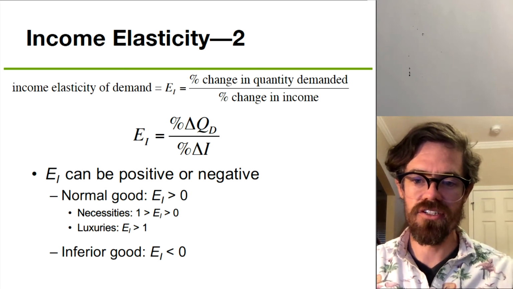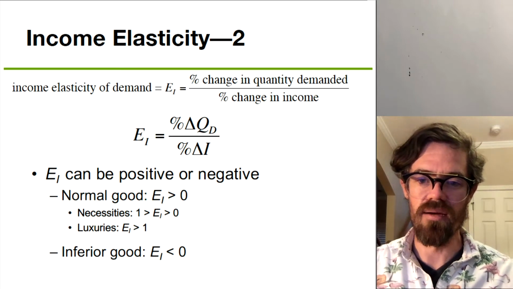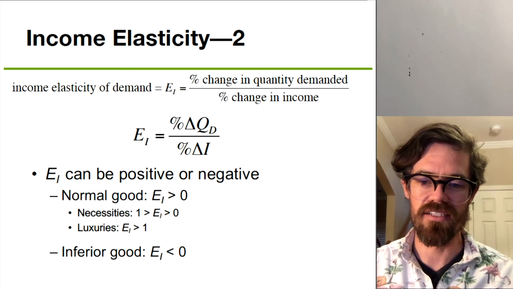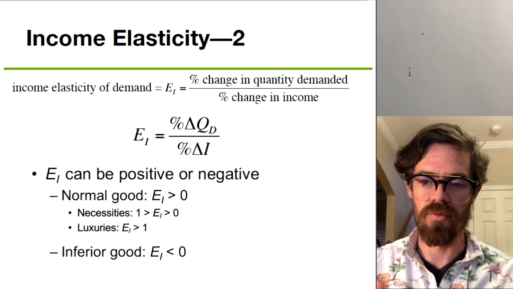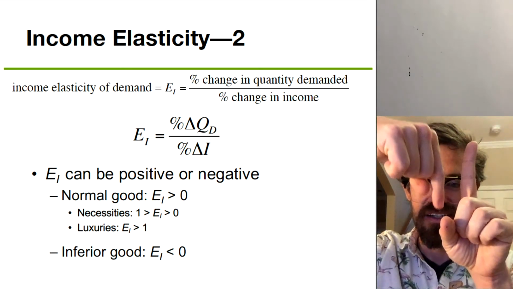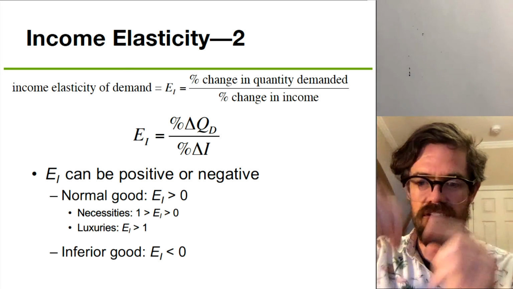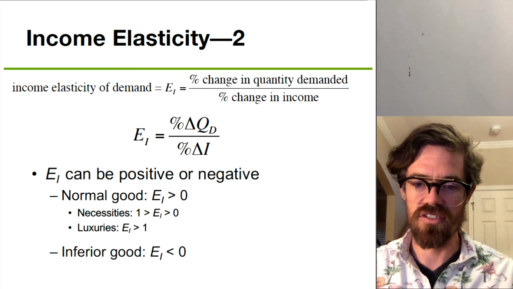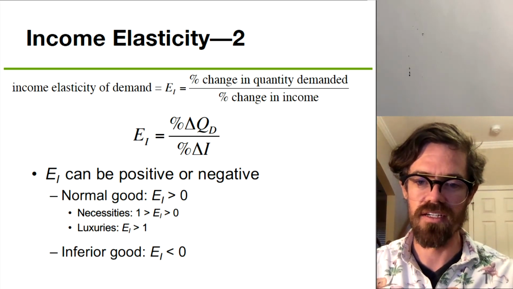Whereas inferior goods will have a negative number for their income elasticity. That's because, remember, for inferior goods, if you make more money, you buy less of the inferior good, right? So they move in opposite directions, and so you'll have a negative number for income elasticity if it's inferior.